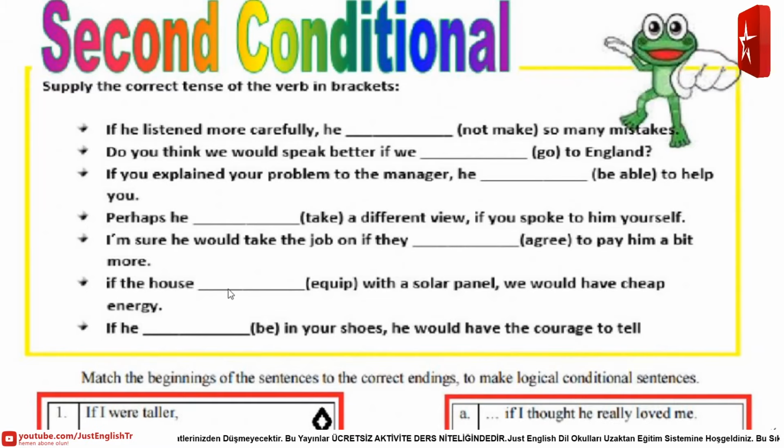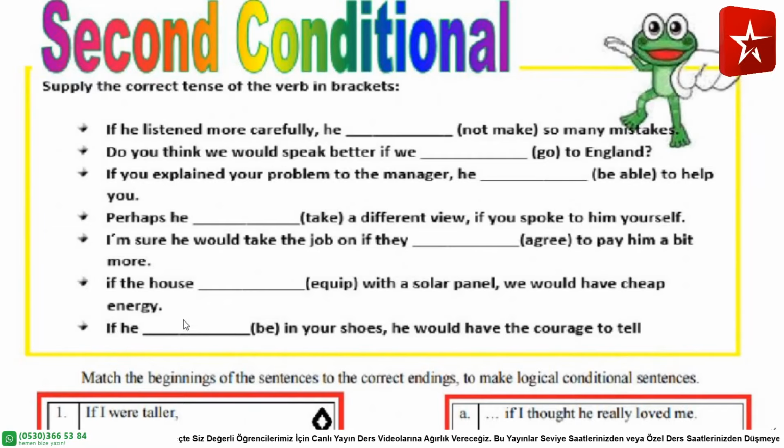If the house equipped with a solar panel, we would have cheap energy. We would have cheap energy if the house, so equip, it's a verb, so we should use the past form of equip. Equip it. Yeah, past simple. Great. Yes. Great. And the last one.